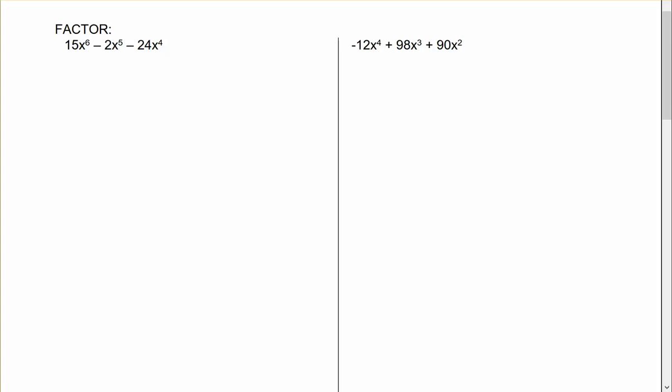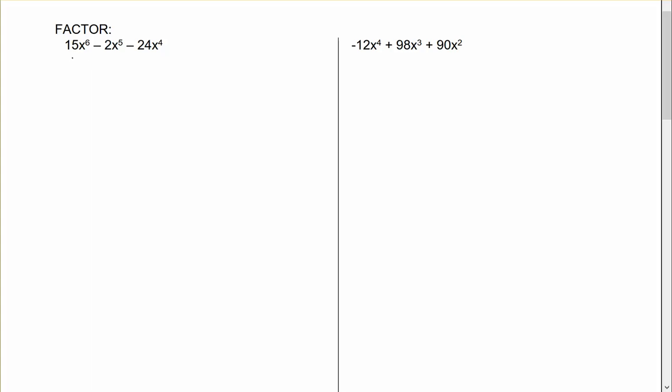In this video, we'll look at some complicated factoring where we have some pretty big numbers. So let's look at our first problem, 15x to the 6th minus 2x to the 5th minus 24x to the 4th. First step in any factoring problem is to look for a common factor.